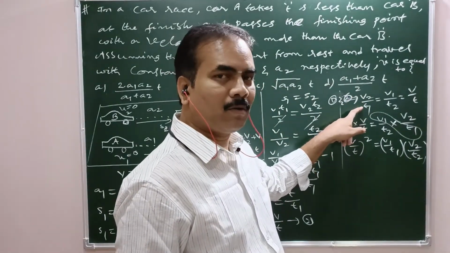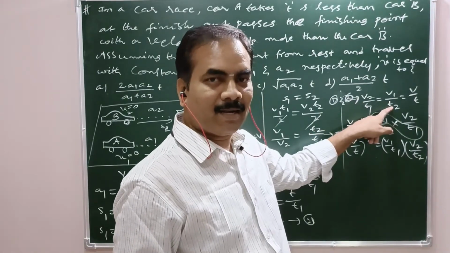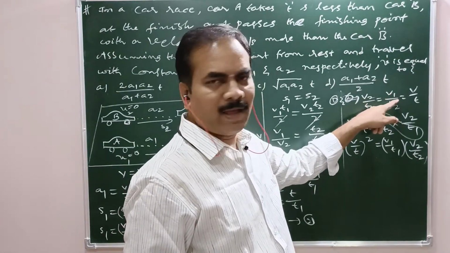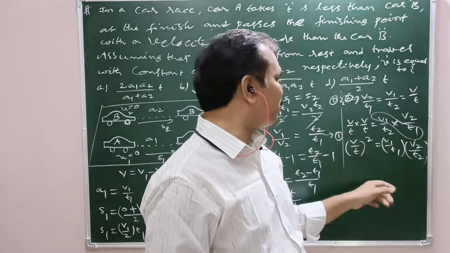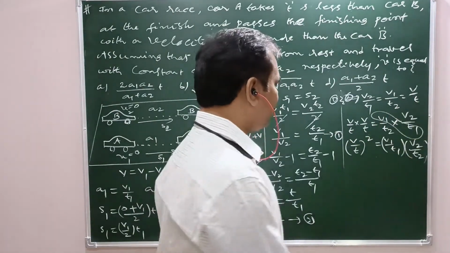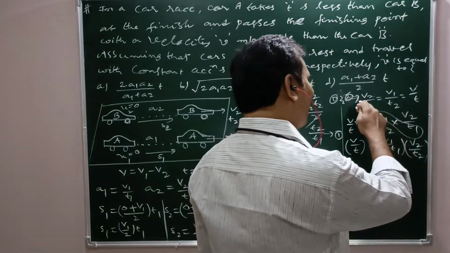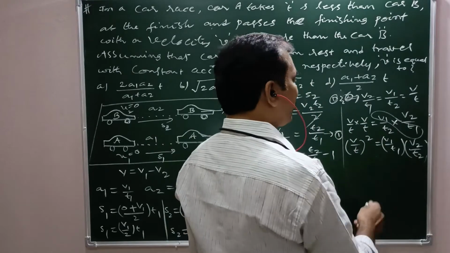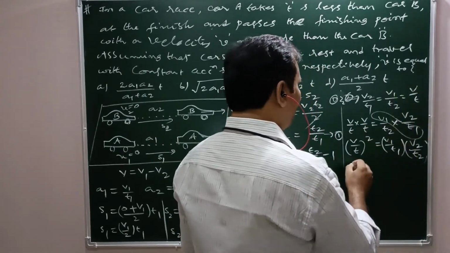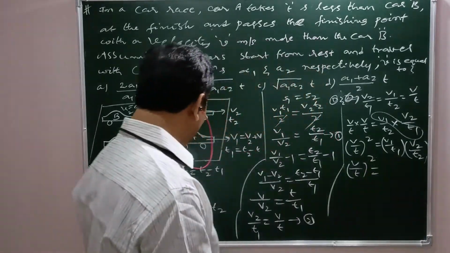If there is T2, we can write it as A2. Here V1 by T2 is there, but T1 is not there. If it is there, we can write it as A1. So to take those forms, I am taking the product of V by T and V by T. Therefore V by T whole square equals V1 by T1 into V2 by T2.